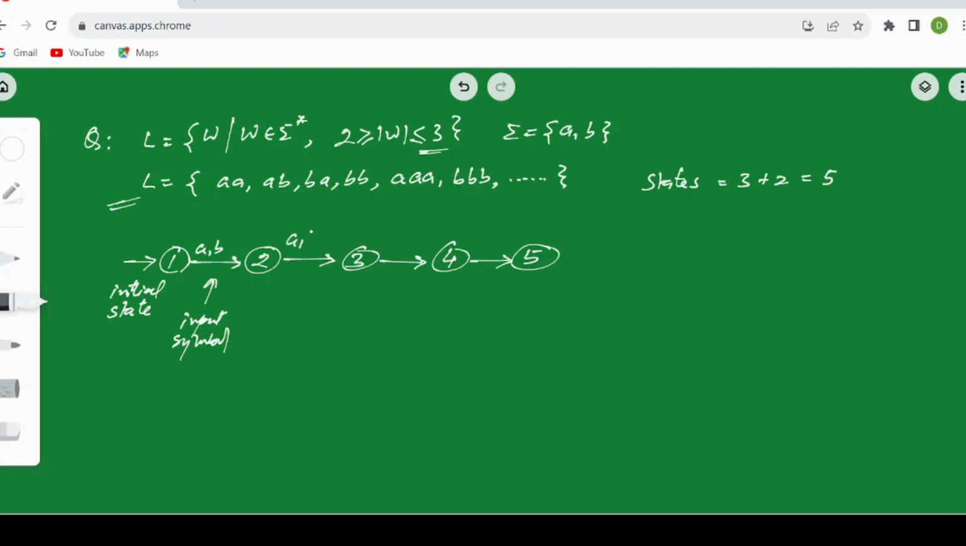But the second input, which can be A or B, gives a string of length 2. This is length 1, this is length 2. Strings of length 2 are accepted, therefore state number 3 will be a final state, accepting this string of length 2. At the same time, the automaton is accepting the strings of length 3 also. At the third position, we can have A or B as the input symbol, and that is to be accepted. Therefore, state 4 also will be a final state.